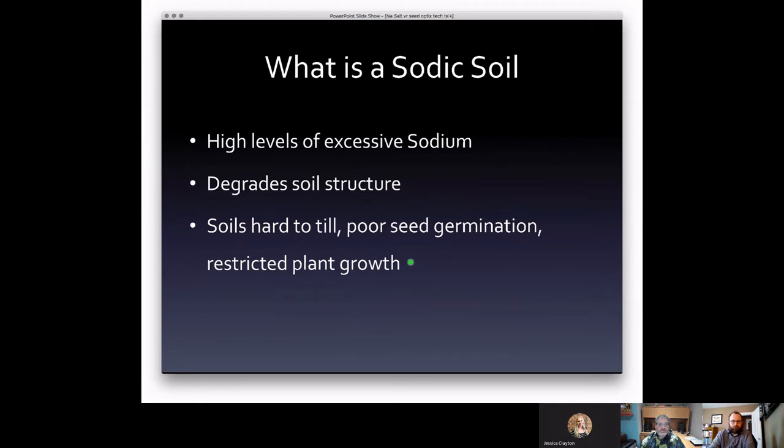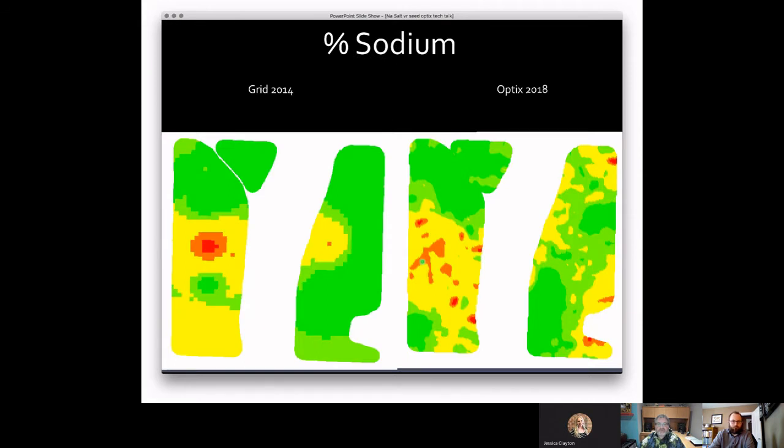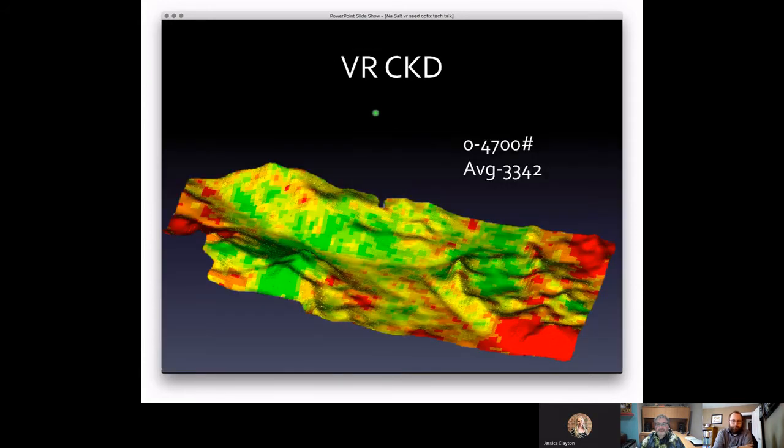What is a sodic soil? Well, these are high levels of excessive sodium. It significantly degrades your soil structure, so these soils are harder to till. We get very poor seed germination and restricted plant growth because we're dealing with that excessive sodium. So again, looking at a grid sample from the fall of 2014 versus a SoilOptix from 2018, you can see that the SoilOptix has dialed in where the sodium challenges are better on this particular field.